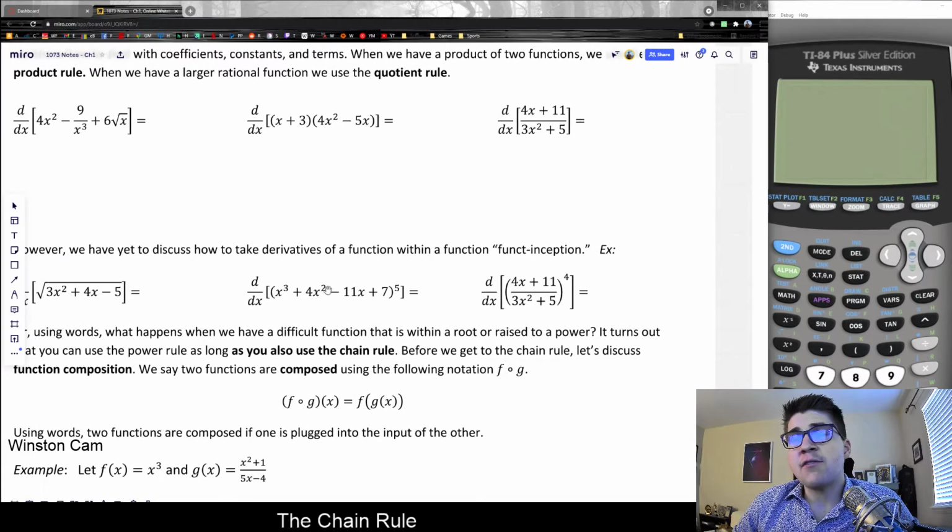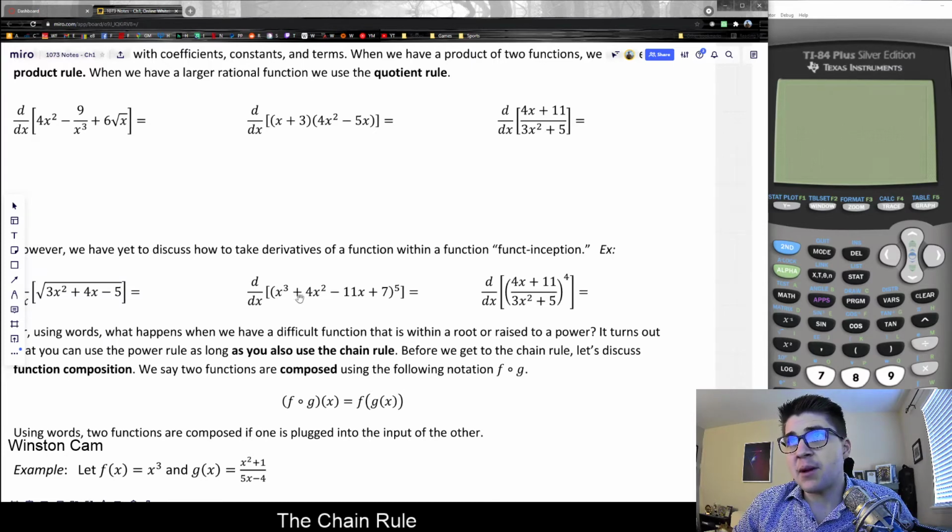Or what if, for example, I had a polynomial to the 5th power, meaning there's lots and lots of multiplication here. Again, the idea behind the chain rule is we always use it when we have a function within another function. Sometimes I call it function inception. It's like a function within a function. That's always how you know when the chain rule needs to apply.